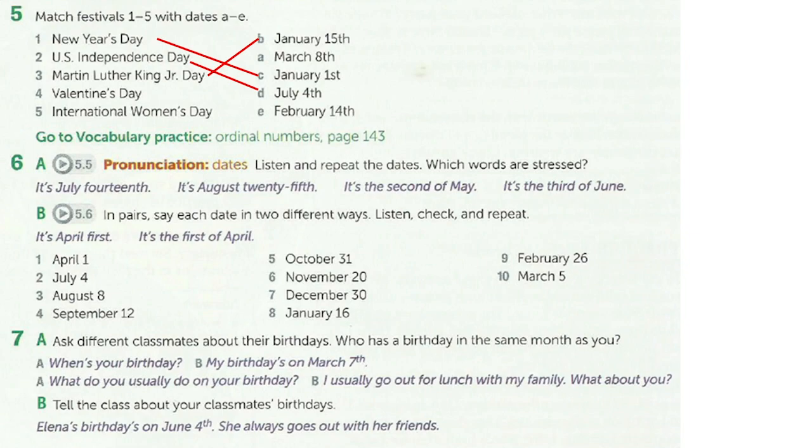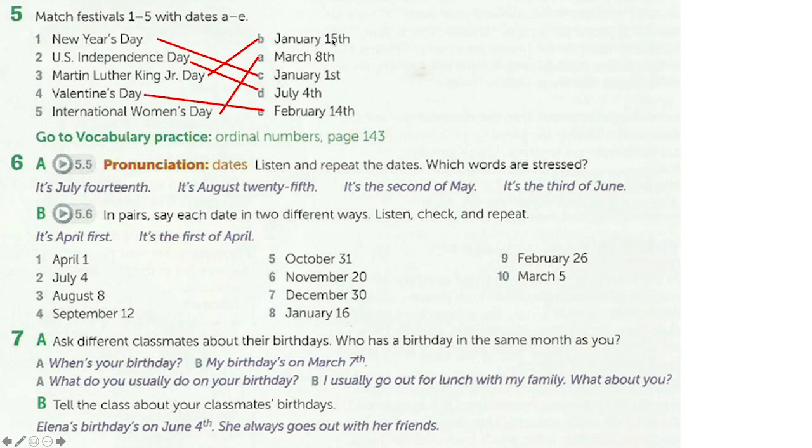Good. And then we have Valentine's Day, a very nice celebration that people celebrate in different countries. Here it says, when is Valentine's Day celebrated? It's on February the 14th or on the 14th of February. Good. Next, International Women's Day. It's on March the 8th, or on the 8th of March.